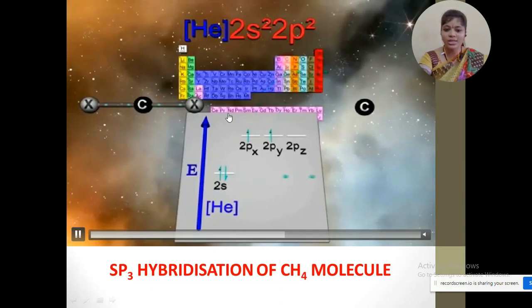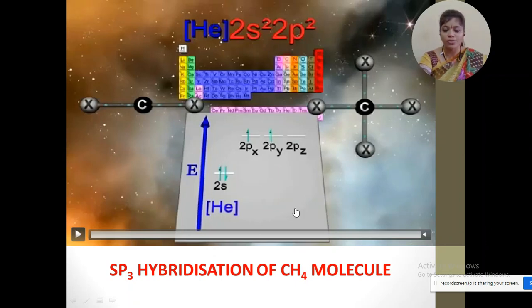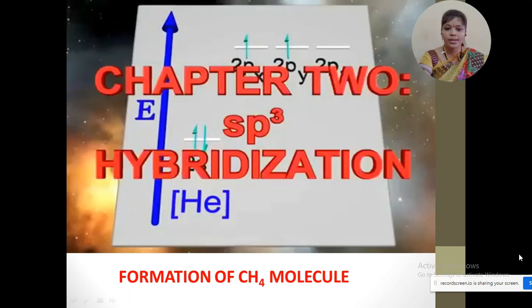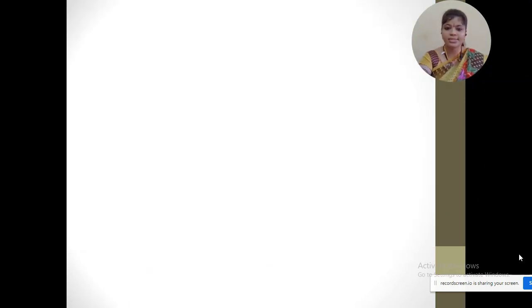So in this case, how many unpaired electrons are there? 4 unpaired electrons, and 4 unpaired electrons mean 4 bonds can be formed. In the ground state, only 2 unpaired electrons are there, so carbon cannot form 4 bonds. So the electron jumps from the 2s level to the 2p level, and we get 4 unpaired electrons. That's why carbon shows tetravalency, and the hybridization of carbon is sp3.